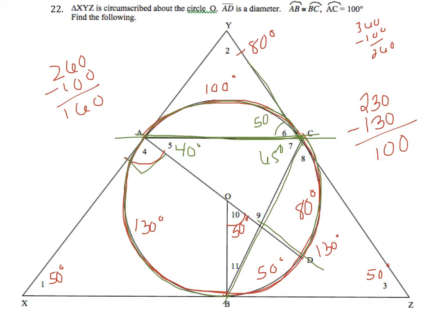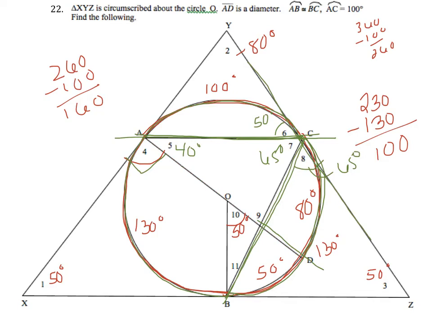And then, let's see, we have angle 8 is also made with a chord and a tangent. So angle 8 here has to be half of this intercepted arc, which the whole thing happens to be 130. So half of that is 65. So angle 8 is also 65.